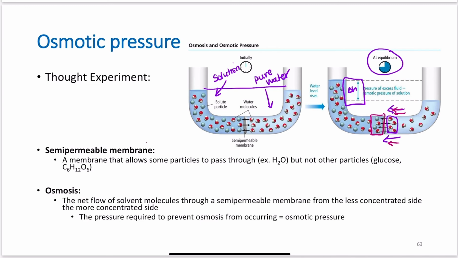Osmotic pressure is the pressure required to prevent osmosis from occurring. We write this as pi. Why? I don't know, but it is. So again, the pressure required to prevent osmosis from occurring is your osmotic pressure. Osmosis is the net flow of the solvent molecules through that semi-permeable membrane from the less concentrated side to the more concentrated side. Osmotic pressure is the pressure that's required to prevent that from occurring. We're measuring what that pressure is.